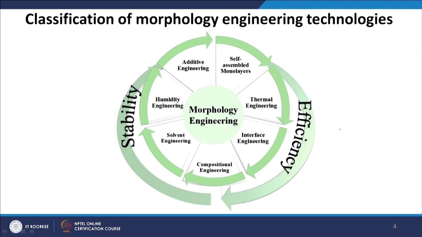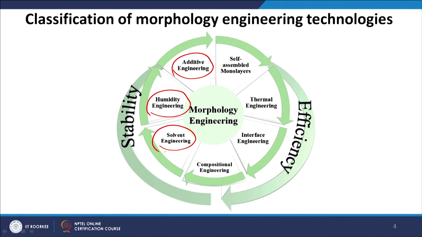So the classification of the morphology engineering can be manifold. It can be additive engineering, that means while fabricating the active layer we can put in an external additive as a solvent. We can use humidity engineering, that means if we control or change the humidity, that affects the morphology significantly. Then we can do solvent engineering, that means if we change the solvent.